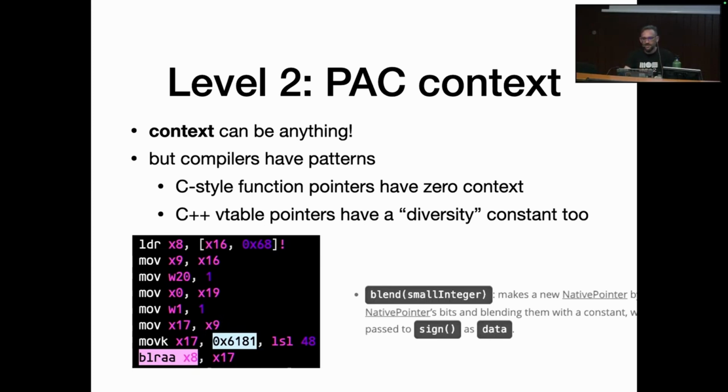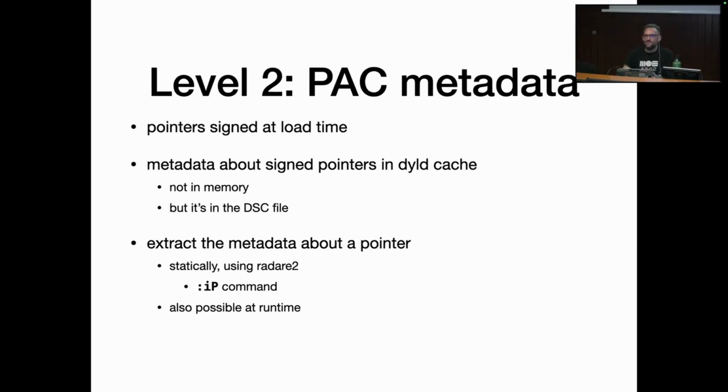There's even a function in Frida NativePointer to do exactly this. But we have to know what this diversity number is and what key to use. So how do we do this? Pointers are signed at load time by dyld, which means this information is actually inside the dyld cache. It's not in memory though, because this information is stored in the higher bits of the pointer itself, so that at load time those will be replaced by the actual signed pointer.